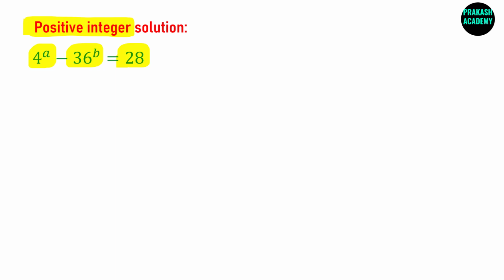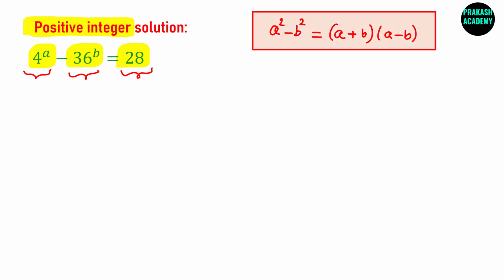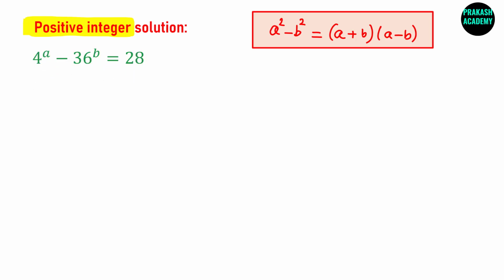This kind of problem can be done using factorization. So you have something like this minus this, and this is equal to this. So you can factorize using the formula a^2 - b^2 = (a + b)(a - b). You can use this formula to factorize the given problem. But now the problem is, this is not obvious from the given equation.